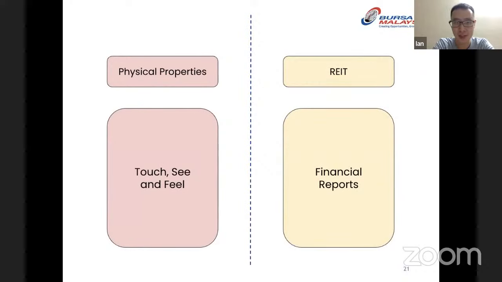For physical properties, we can go for property viewing. We can touch, we can see, and we can feel the properties. But for REITs, we are very heavily dependent on financial reports. And these financial reports, annual and quarterly reports, can be downloaded from the Bursa Malaysia website.